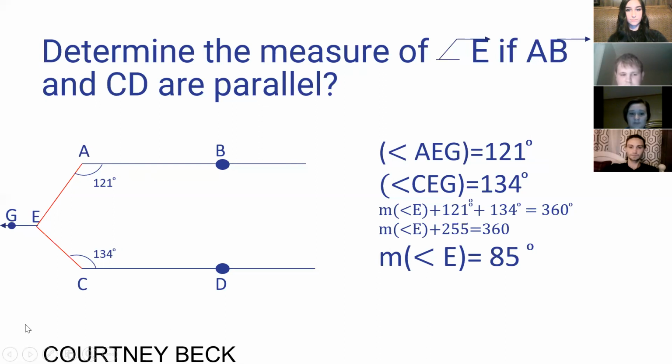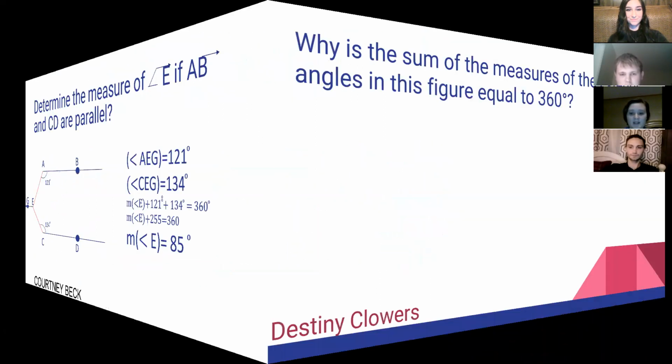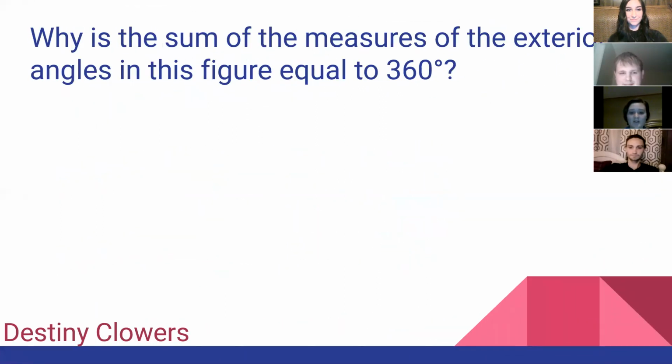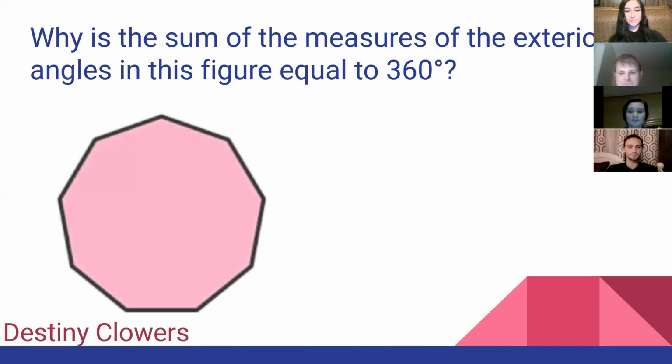Good job. Thank you. You're welcome. Our next question is for Destiny. Destiny, why is the sum of measures of the exterior angles in this figure equal to 360? That's a great question, Courtney. Let's see if we can pull up that figure. Here it is. So let's think about that question.